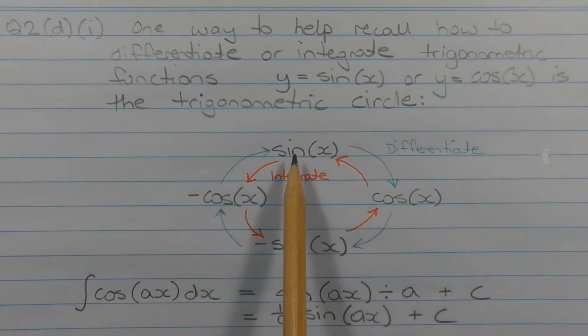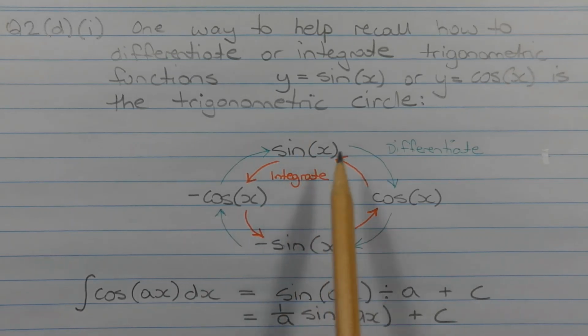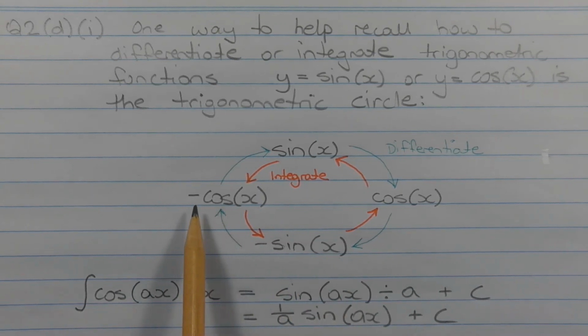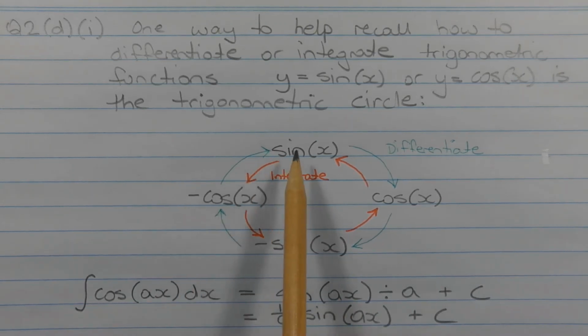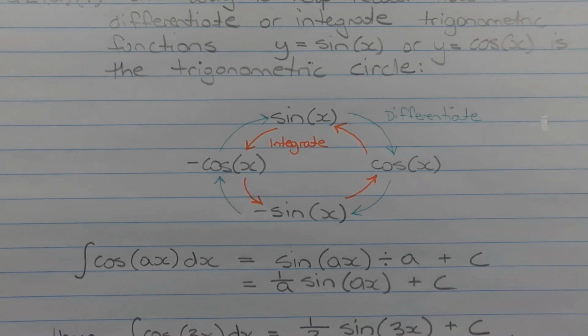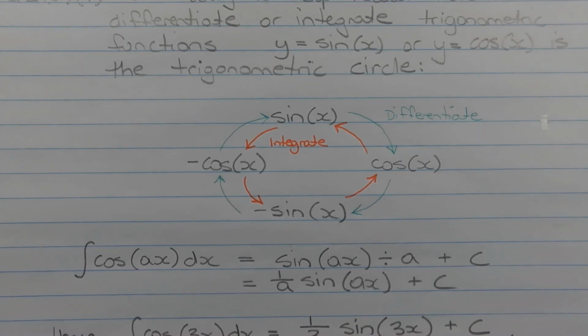So starting off with sin x, differentiating sin x, we get cos x. Differentiate cos x, we get negative sin x. Differentiate negative sin x, we get negative cos x. Differentiate negative cos x, we return back to sin x. In this question though, it's asking for the integral of the cosine function, in particular cos of ax.